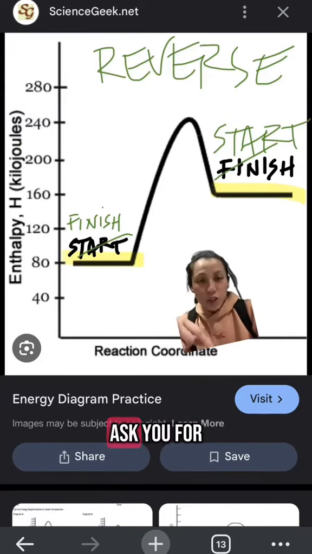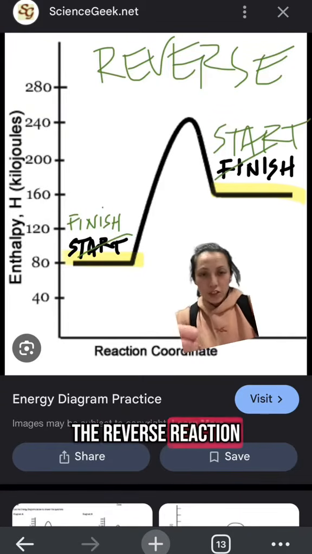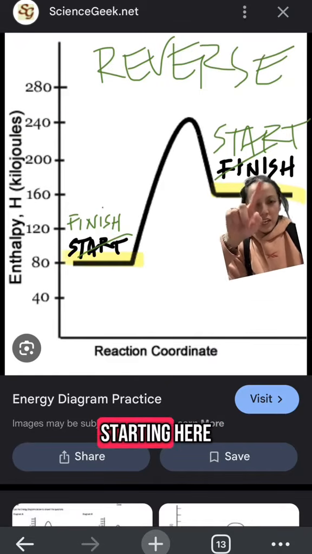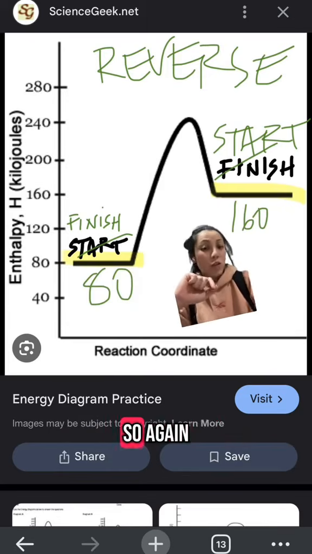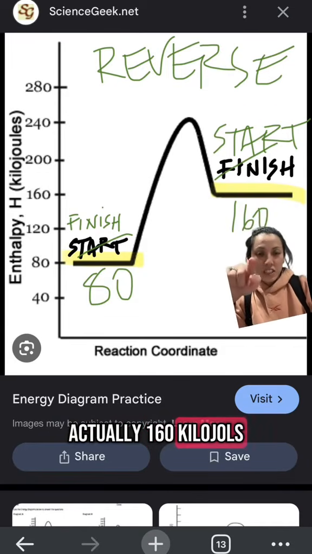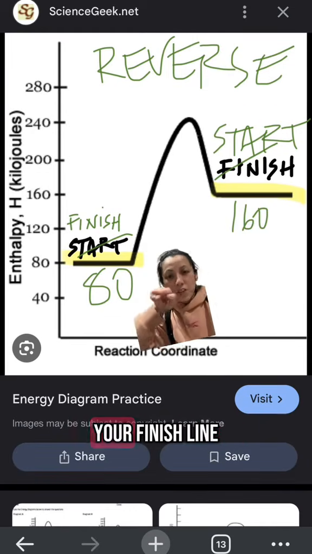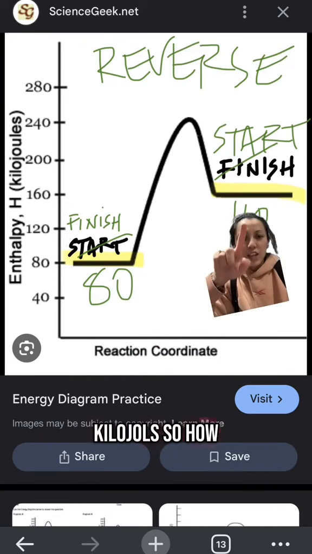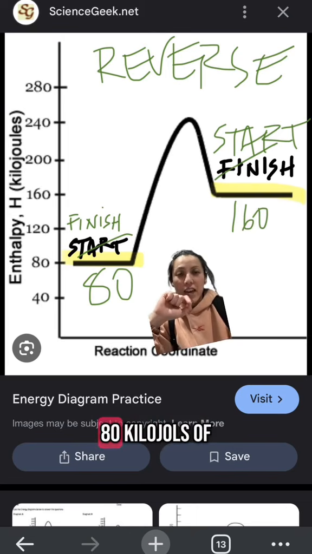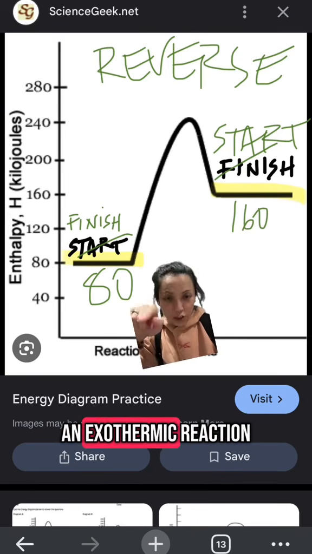Now, if they asked you for the enthalpy of the reverse reaction, you start here. These are going to be your reactants. You're going to turn these into your products. So you're starting here, you're finishing here. So again, same numbers. Your starting line here is actually 160 kilojoules. You went from there, your finish line is 80 kilojoules. So how did you get from 160 to 80? Well, you can see that you had to lose 80 kilojoules of energy, so you know it's an exothermic reaction.